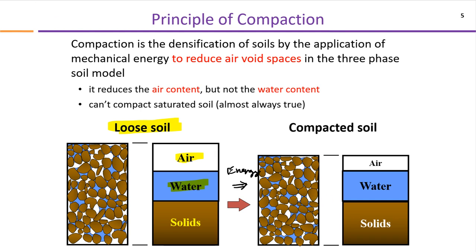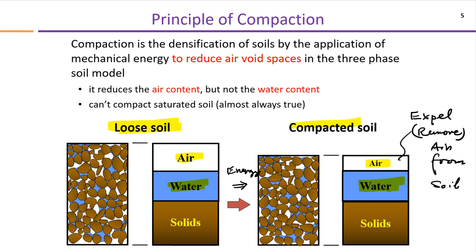So when we compare these two cases, the compacted soil will have no change in the solids. The weight of solid remains the same. The amount of water will also remain the same, but the amount of air is going to decrease. So the purpose of this compaction is to bring particles together and to expel or remove air from soil.